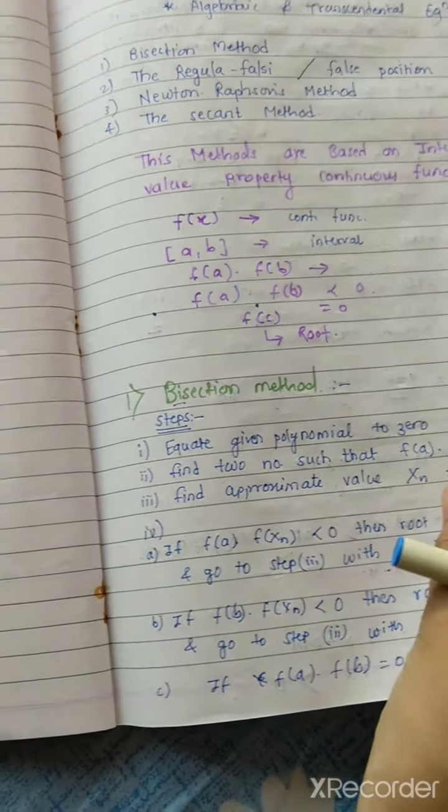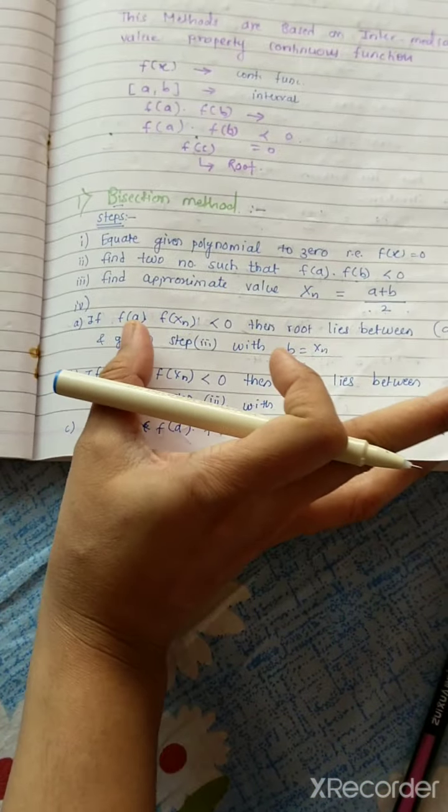In the fourth step, after finding the approximate value, we have to check f of a into f of x of n, or f of b into f of x of n. For that purpose we need to find f of x of 0. So what was our polynomial? x square minus 10 is equal to 0. So we substitute x of 0 in place of x, and x of 0 is 3.5. So 3.5 square minus 10 will be 2.25. So f of x of 0 is 2.25.